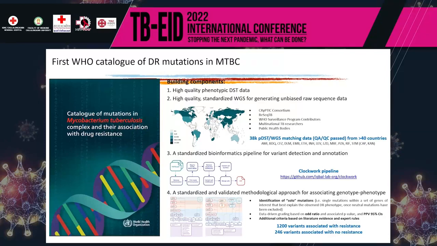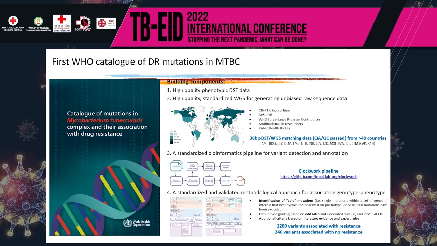The WHO has recently published the first WHO catalog of drug-resistant mutations in M. tuberculosis complex. The catalog is based on the joint effort of the Seek and Treat consortium led by FIND and other stakeholders, that have combined high-quality DST data collected around the world, with the CRyPTIC Consortium as a main contributor, high-quality WGS data, standardized bioinformatic pipelines for the variant detection and annotation, and also a standardized and validated methodological approach for the genotype-phenotype association.